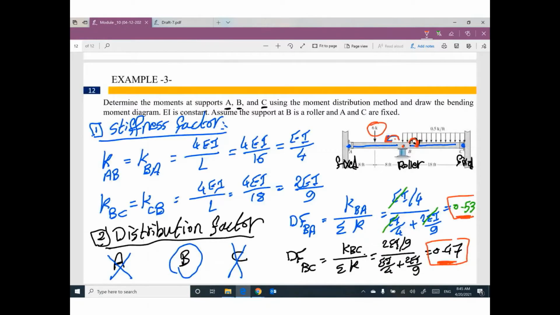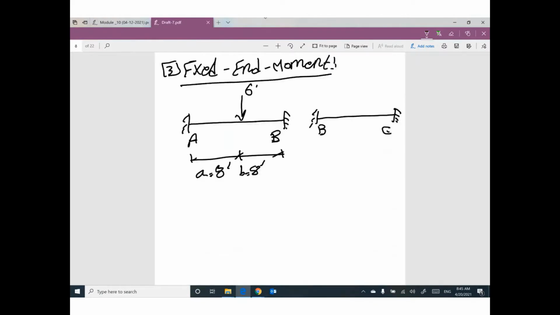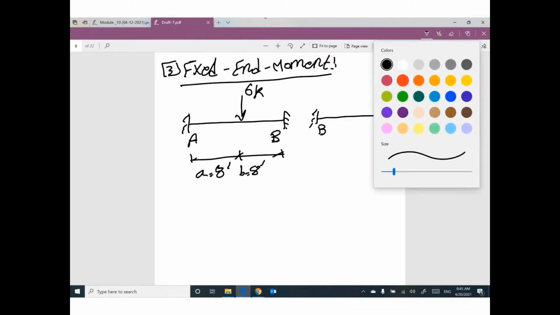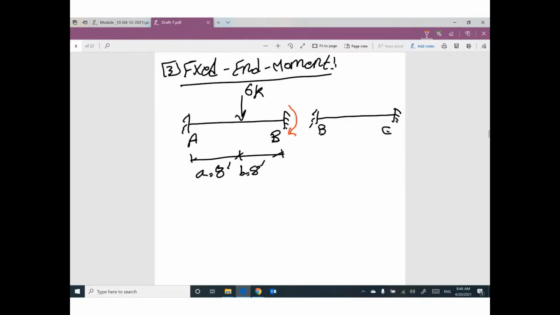How much is the load? 6. Can you tell me the fixed end moment here? Yes, I can. How much? I think it will be 12. Because this one is clockwise, it will be positive. This one is counterclockwise, it will be negative. So M fixed AB equal negative 12. M fixed BA equal positive 12.